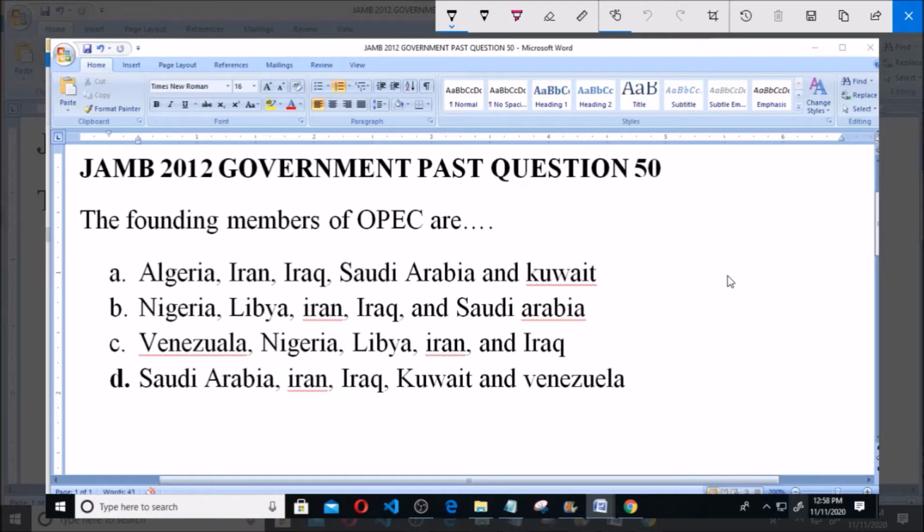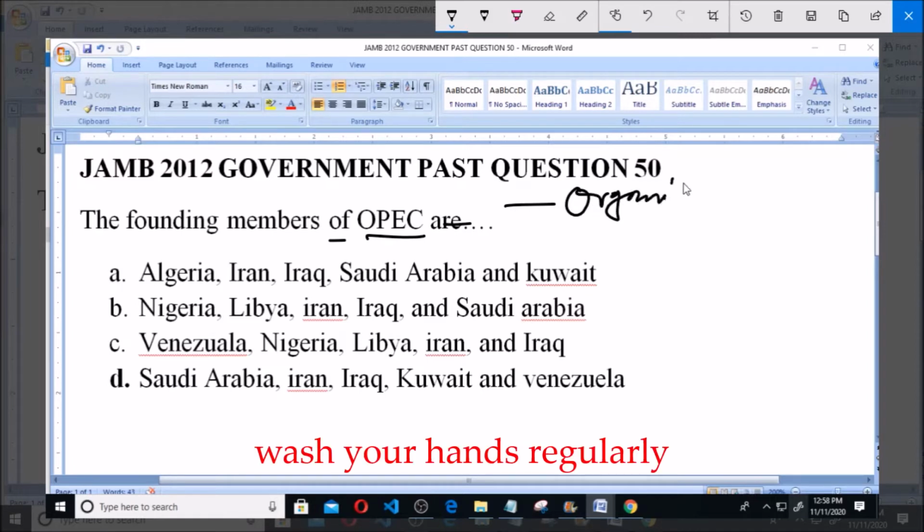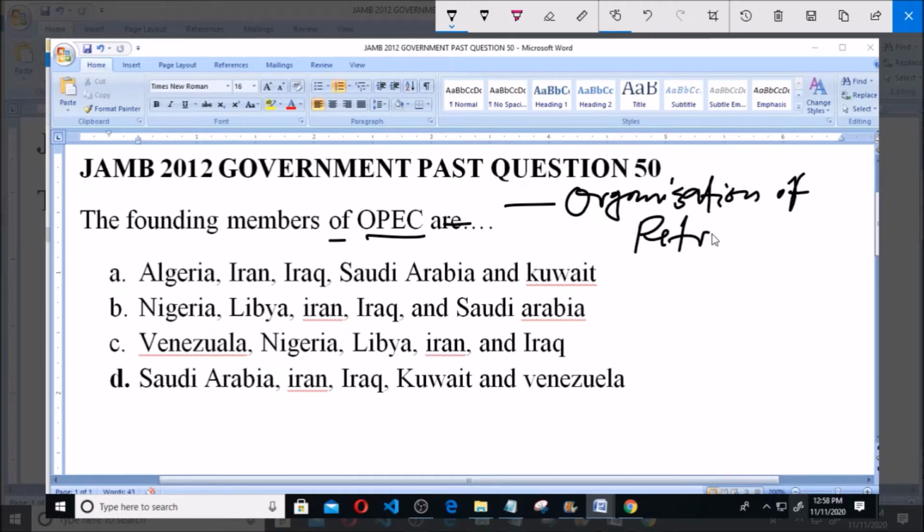Question number 50. It says the founding members of OPEC are dash. OPEC stands for Organization of Petroleum Exporting Countries. So the founding members are dash.